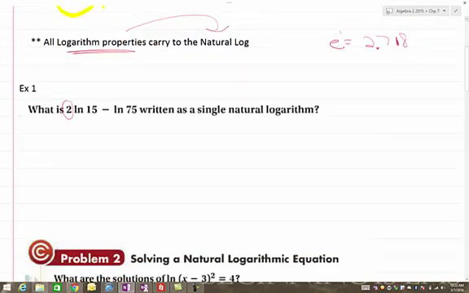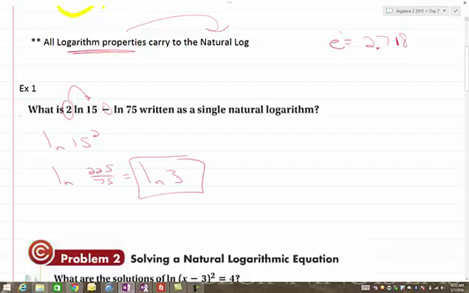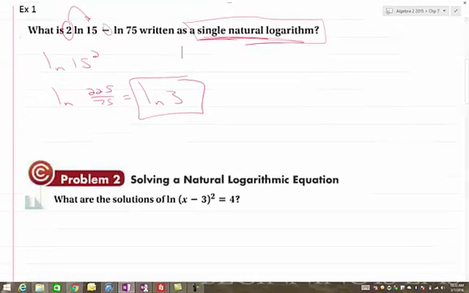So when we look at this, 2 is the coefficient, it's going to become the exponent, so the natural log of 15 squared. Well, 15 squared is 225. It's minus, so we're going to divide by 75. So that's the natural log of 3. So all those rules about making it a single logarithm now make it a single natural logarithm.